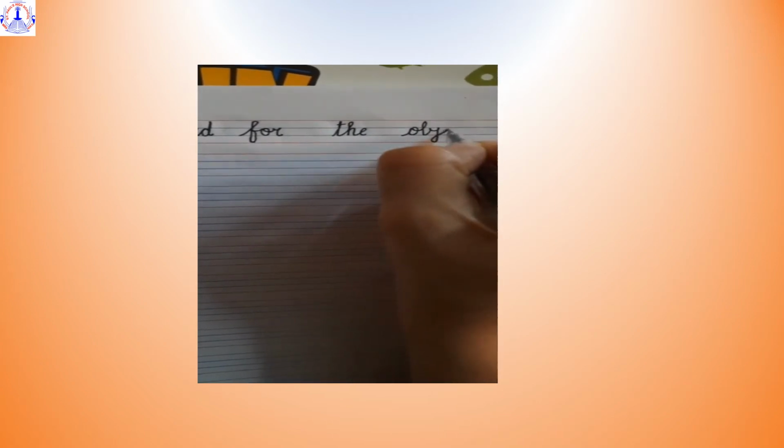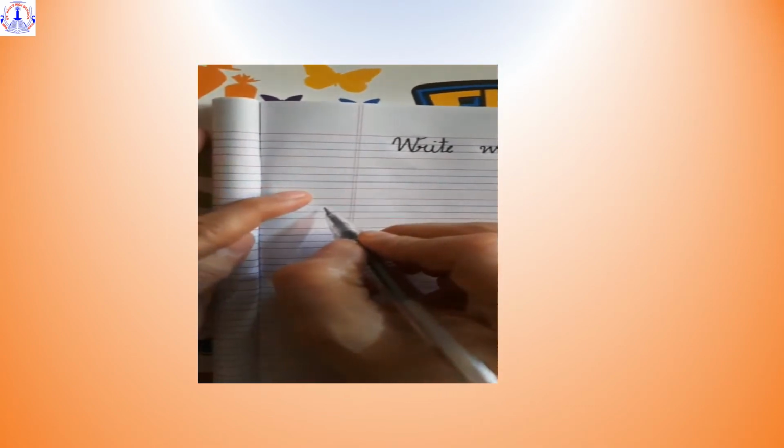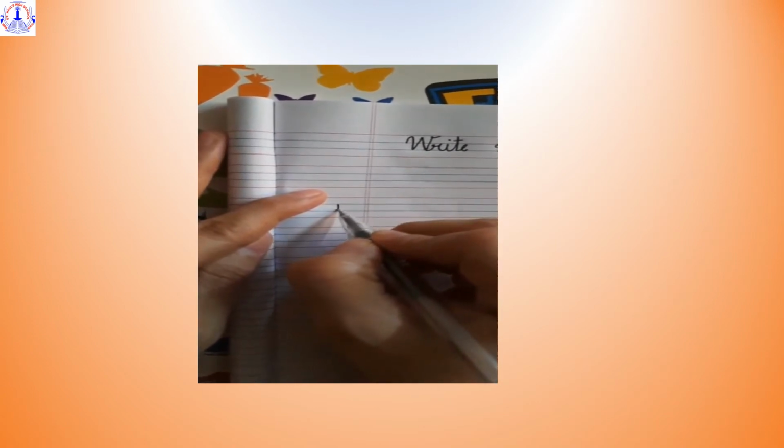Join and write B J E C T. Object. Write word for the object. This is our heading. Now leave one line and in the margin write number 1.